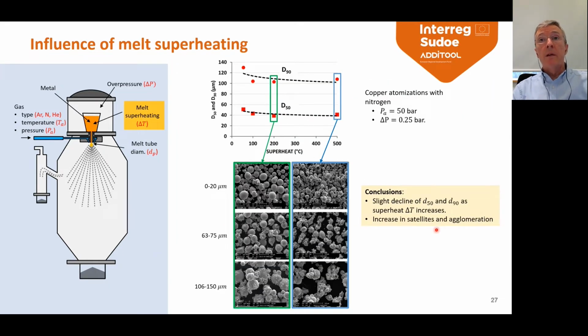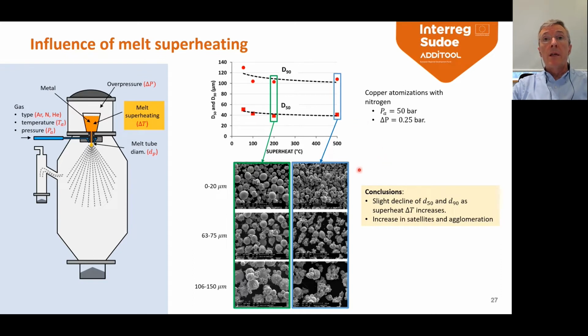Influence of melt superheating. What's the temperature at which you should stop heating this? That is a question that has to be answered. You have to choose some superheating, and we have here some data of copper atomizations carried out with exactly the same atomization parameters, except 4 different superheats. And we are comparing here 200 °C against 500 °C.